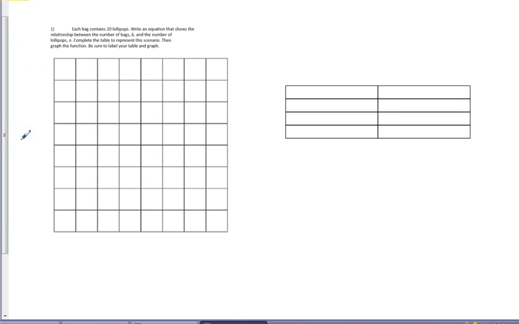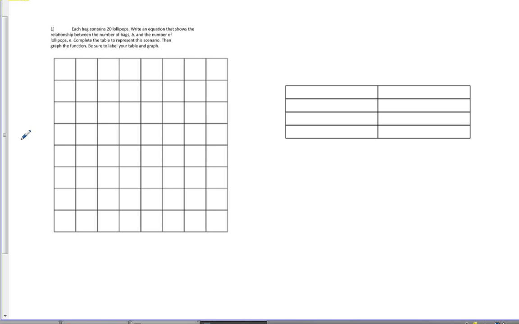Each bag contains 20 lollipops. Write an equation that shows the relationship between the number of bags, B, and the number of lollipops, N. Complete the table to represent the scenario, then graph the function. Be sure to label your table. So again, we need to identify our independent and dependent variables from here, and then of course our equations so we can complete our table.